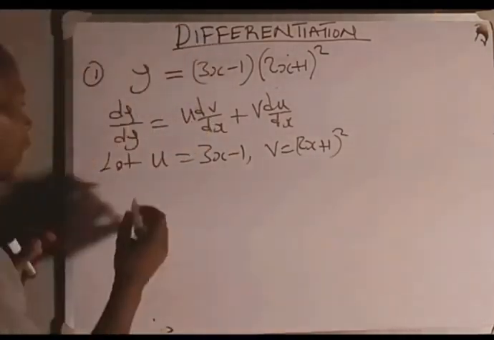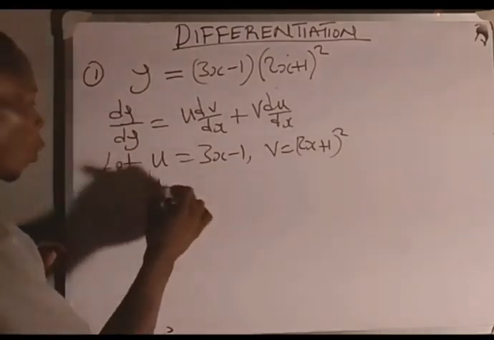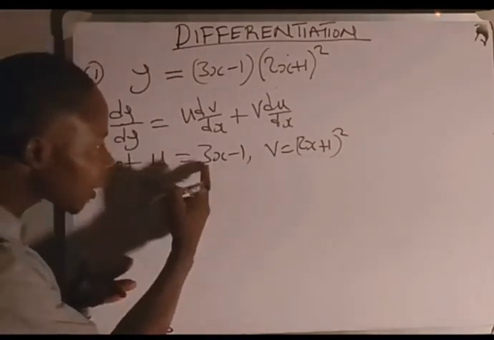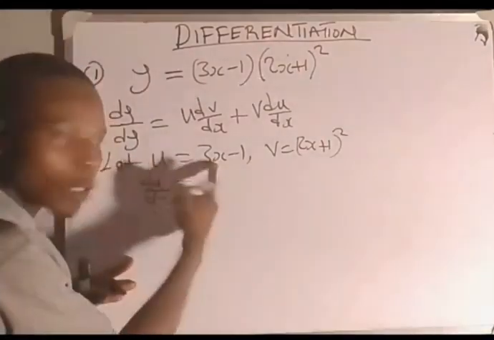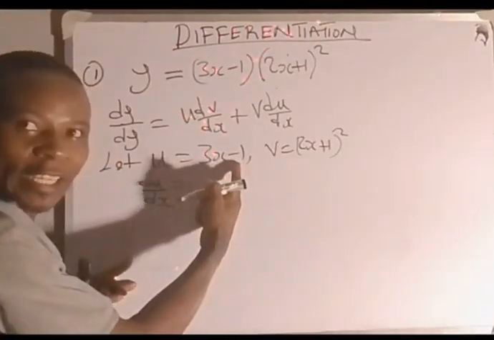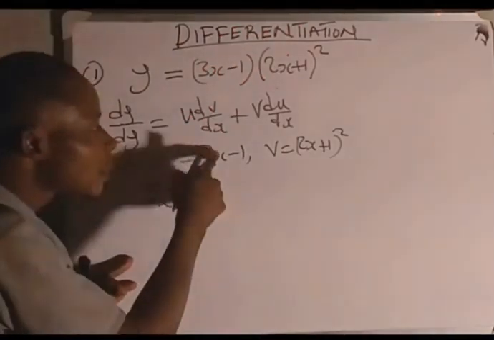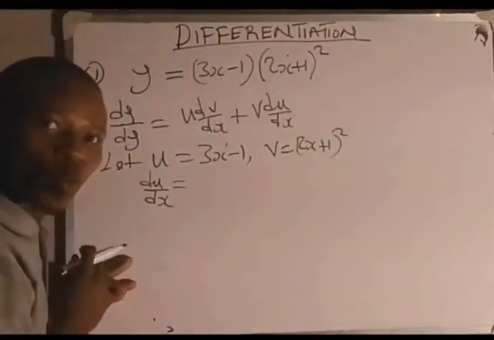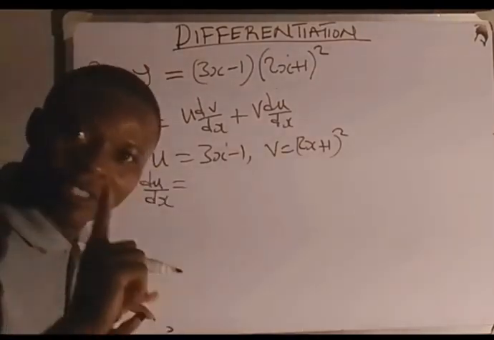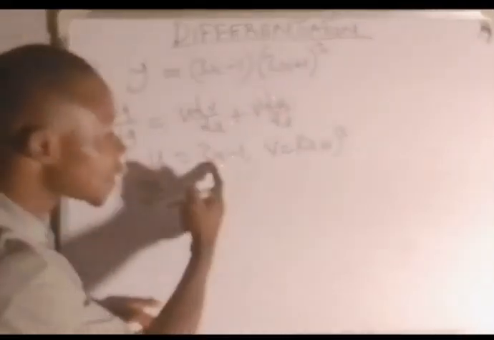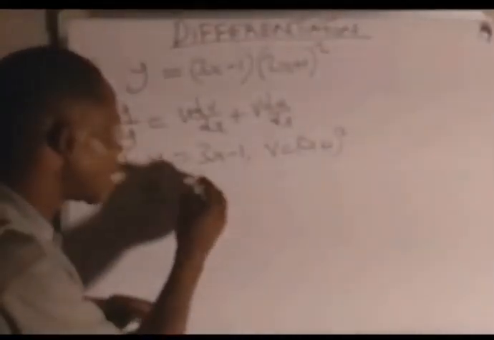So we have du over dx is equal to, you differentiate u with respect to x. When you differentiate a constant, the answer is 0. But when you differentiate this, since the power here is 1, when you differentiate x without any power, it is 1. So when you differentiate this x, it will be 1. 1 times 3, it will be 3.